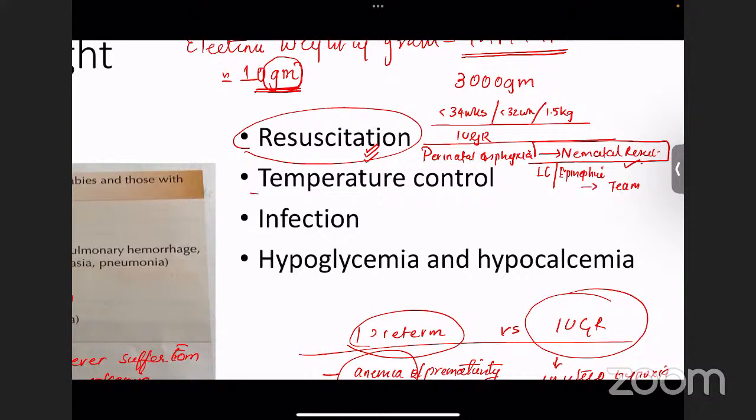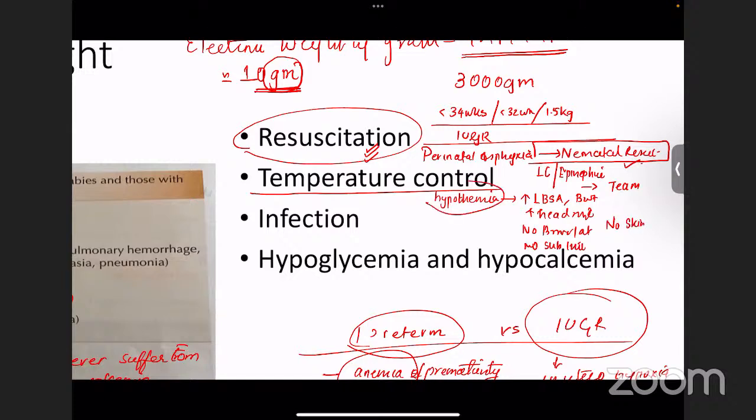At the same time, they are more prone to hypothermia, because whatever risk factors I said about hypothermia: they have a large body surface area compared to their body weight, they have a large head size, they have no brown fat, no subcutaneous tissue, and the skin is very fragile. As a result, they are more prone to hypothermia.